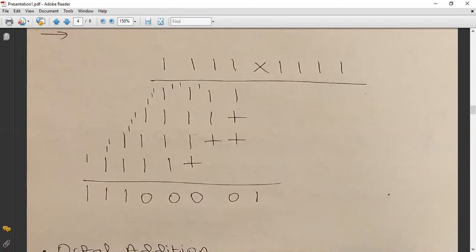Okay. Now the next step. 1 plus 1 is 0, carry over 1. 0 plus 1 is 1. 1 plus 1 is 0, carry over 1. 0 plus 1 is 1. 1 plus 1 is 0, carry over 1. So 3 carries for the next step, and 0 and 0 will be the answer here.